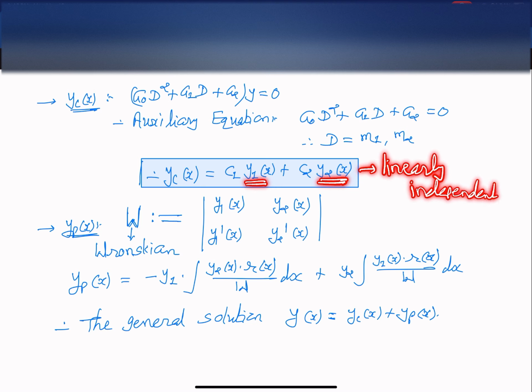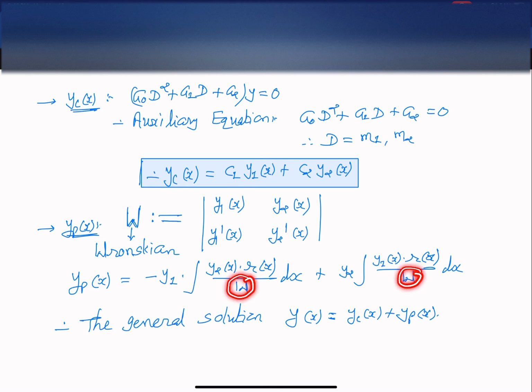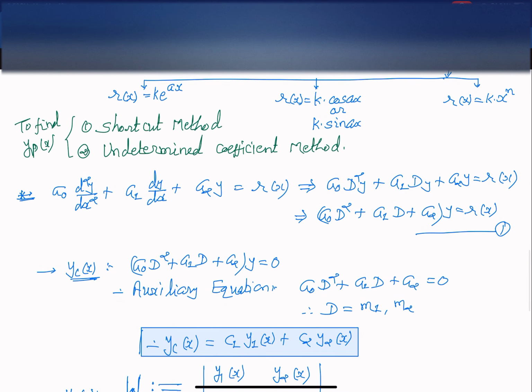And therefore w is always non-zero. So there is never an issue that w is 0. Right. Let us discuss the exercise with this particular example. Okay. But one question arises.